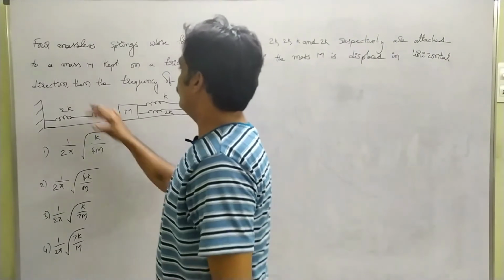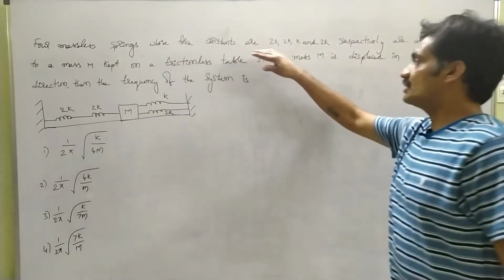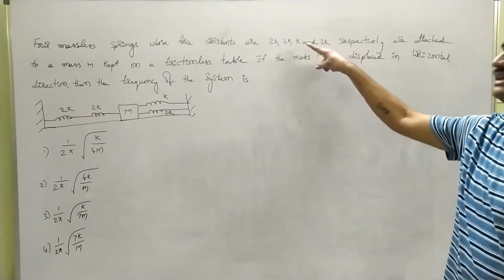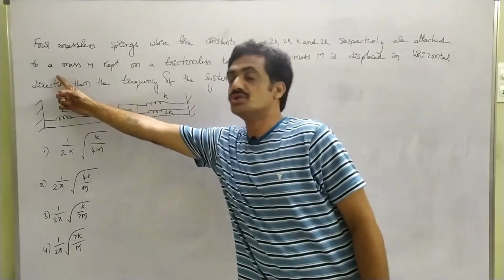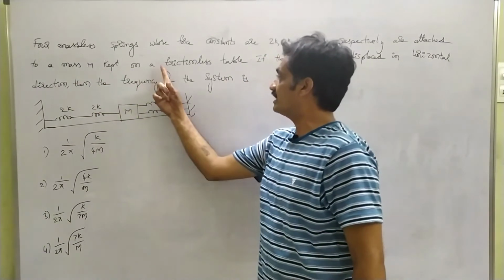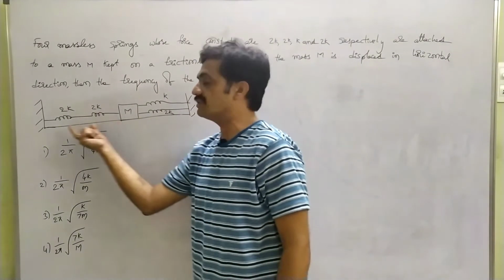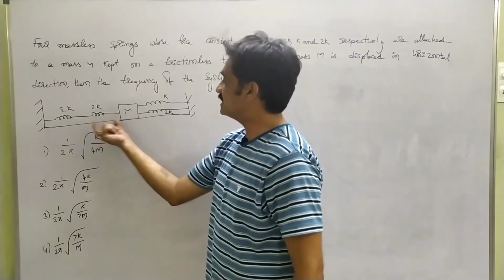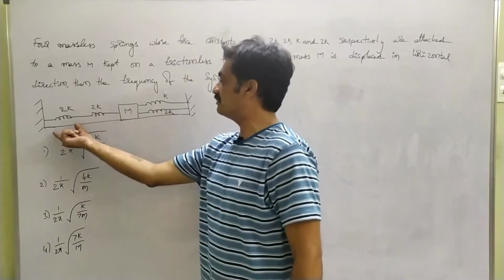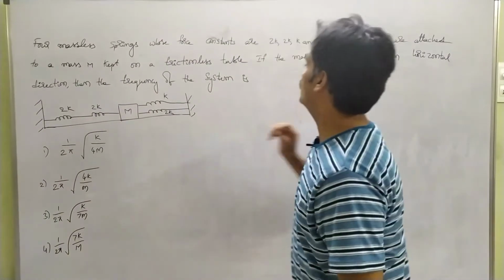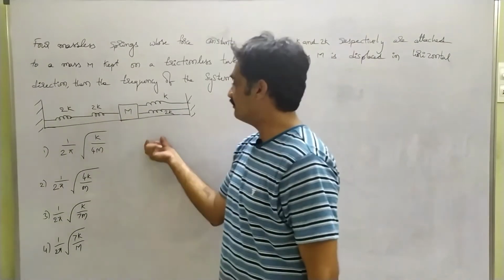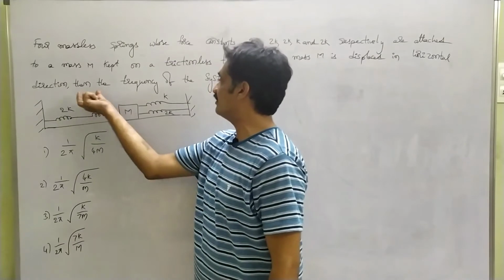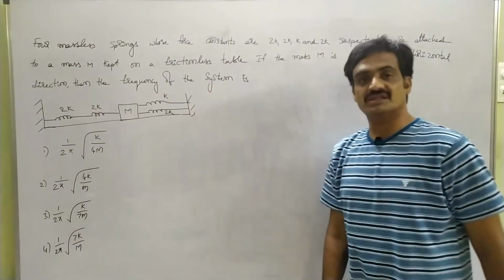Observe this problem. Four massless springs whose force constants are 2k, 2k, k and 2k respectively are attached to a mass m kept on a frictionless table. Here this mass m is placed by connecting 4 springs and they are placed on a frictionless table. If the mass m is displaced in the horizontal direction, then we have to represent the frequency of the system.